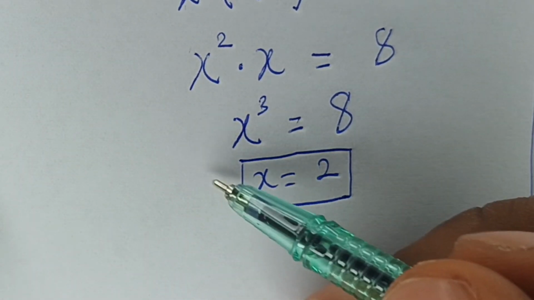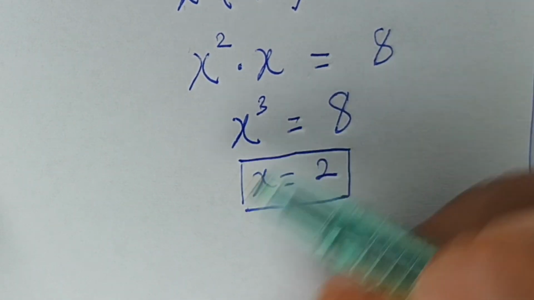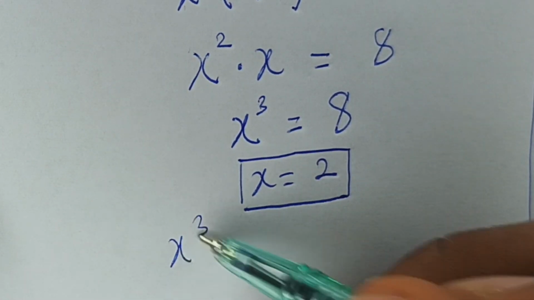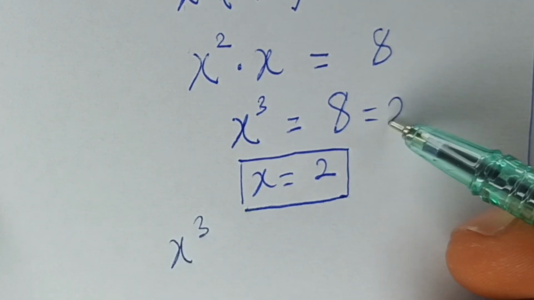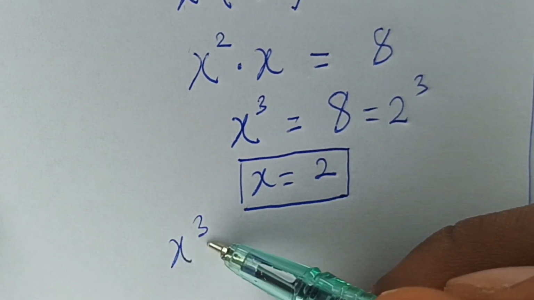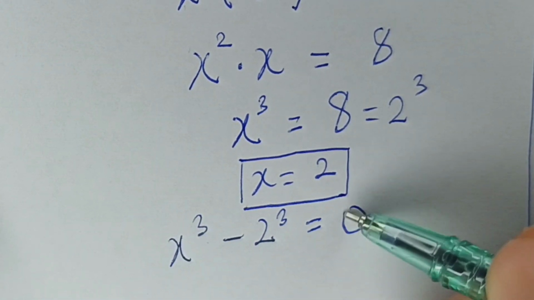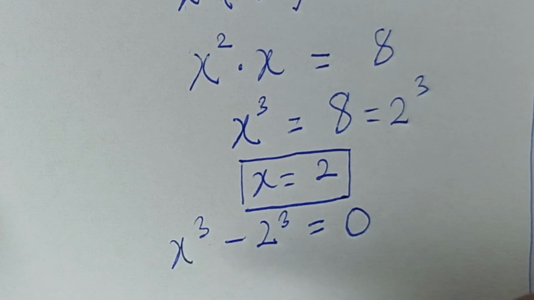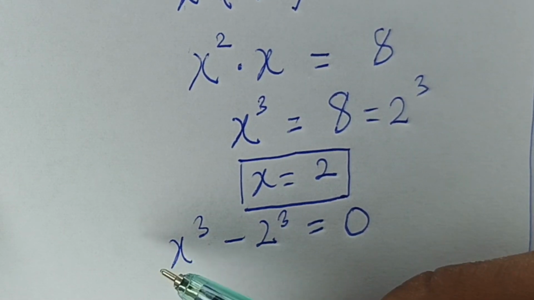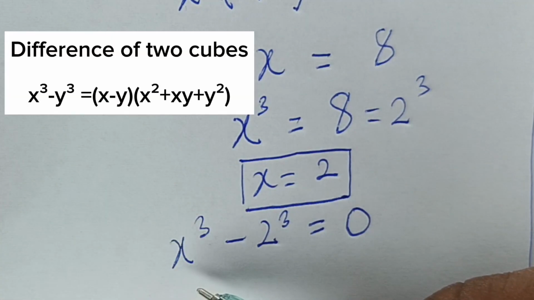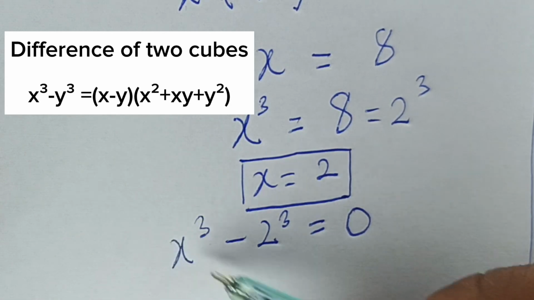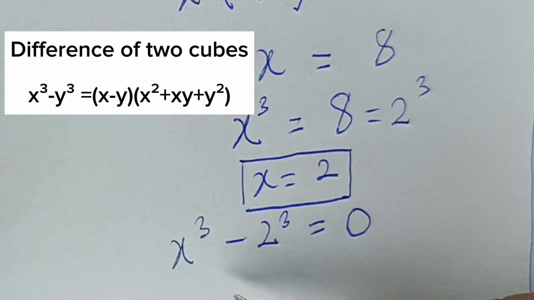Now, bringing this 8 over to this side, we will have that x cubed. Now 8 is the same thing as 2 cubed. Okay, so we have x cubed minus 2 cubed is equal to 0. Okay, now from the law of difference of 2 cubes, which is on the screen right now, we are going to apply that law here.